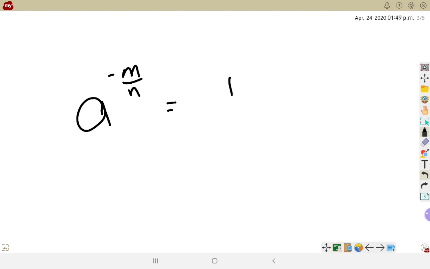Okay, so really what's happening with that negative, when I had negative m over n, was it ended up being the reciprocal, just like it was before. Okay, so it's whatever we would get normally, but just the reciprocal of it.